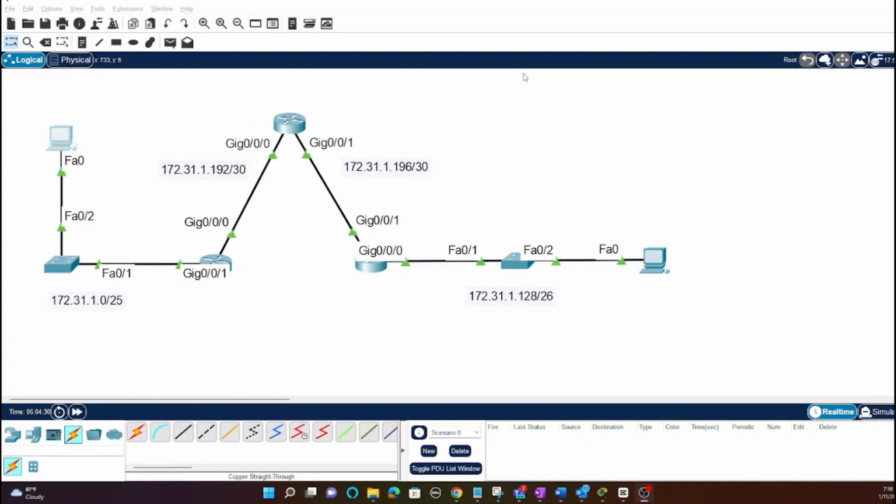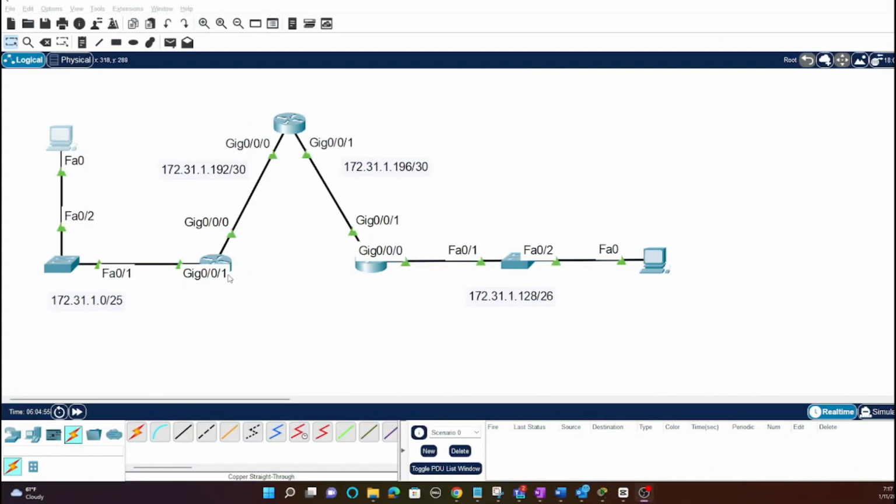This one is going to be for configuring IPv4 static and default routes. So let's go ahead and just jump right into the lab. It's going to be a Packet Tracer lab, and let me just jump over there and show you what I got. So right here we got that basic Packet Tracer lab.